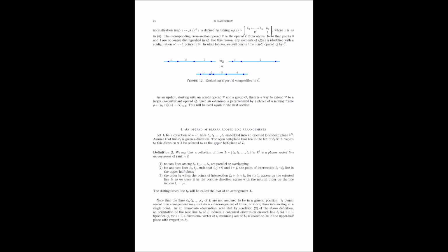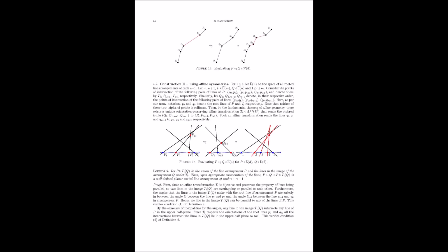Okay, what's the third condition? The third condition ties the arrangement to the actual order of the particles. The order in which the lines intersect that root line has to match the order of their indices. So each line gets a number, and that number tells us where it hits the root line. Exactly. It's a very structured system. And that structure is exactly what allows us to connect these PRLAs to operads.